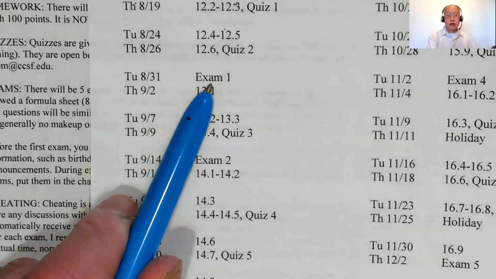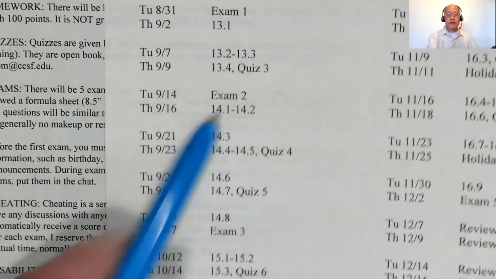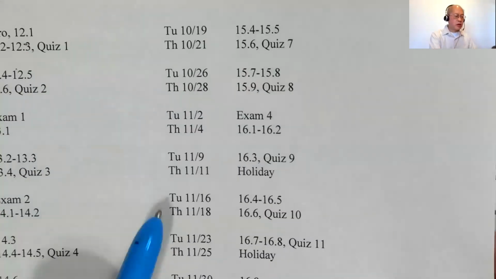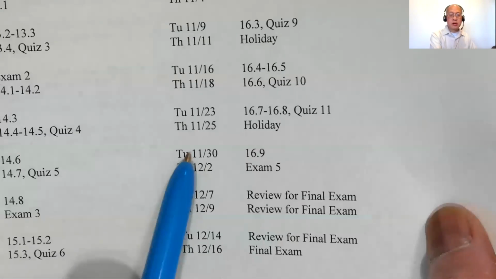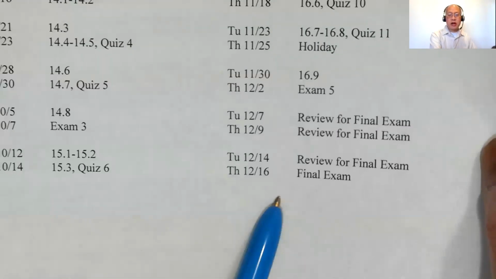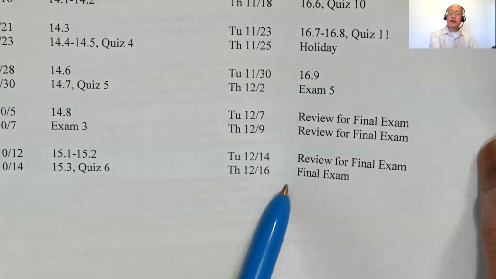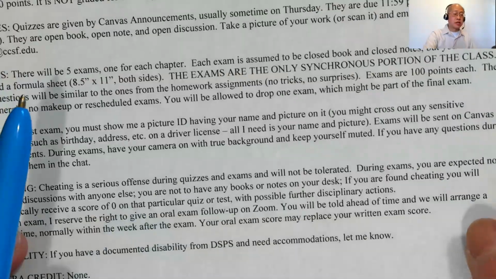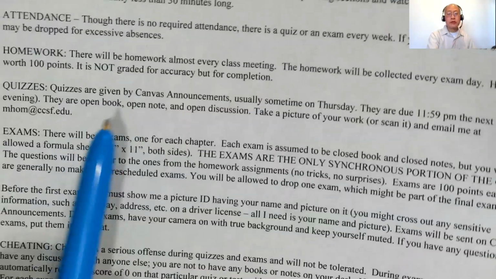So here, 8:31, 9:14, 10:07. So you know all the dates. 11:02, 12:02, and the final exam 12:16. And I'll give you reminders every day on what's happening on Canvas announcements anyway. So you shouldn't have any reason to forget stuff.